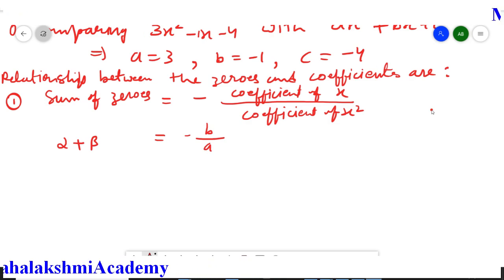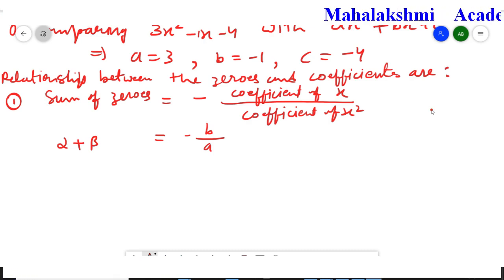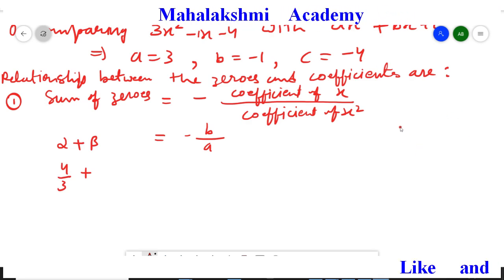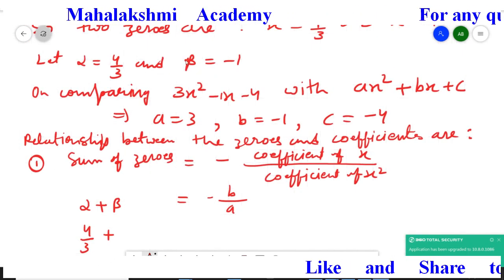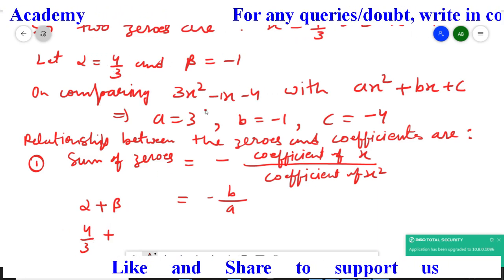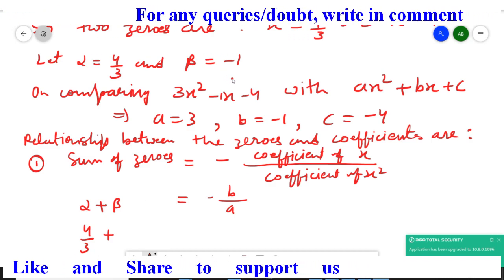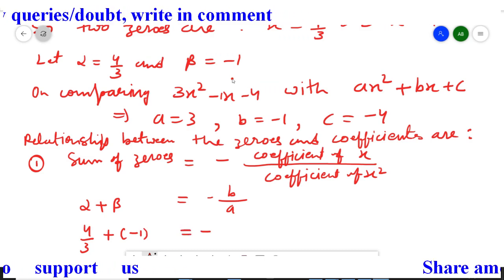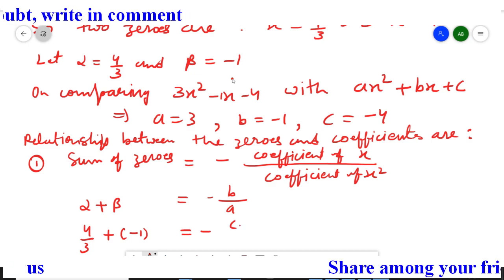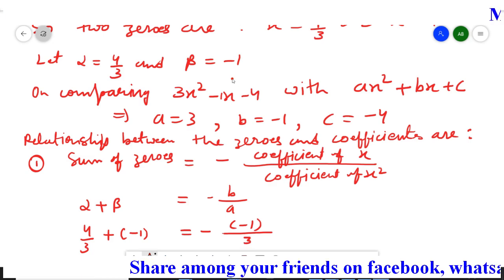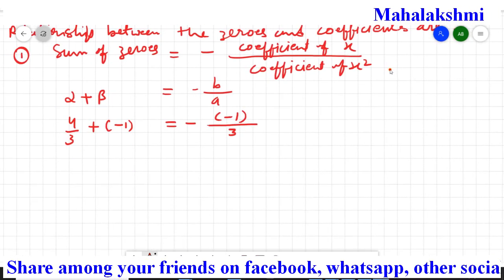Now after this we have to put the values. So alpha and beta we already got before. Alpha is 4 upon 3 and beta, I have to confirm. Let me check once what we obtained. So alpha is 4 upon 3 and beta is minus 1. So alpha I got 4 upon 3, that was correct. Now beta is minus 1. So here equal to minus sign as it is b. What is b here? Minus 1, then divided by a is 3.